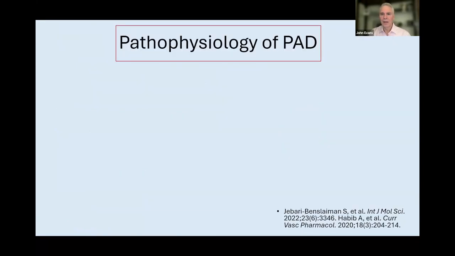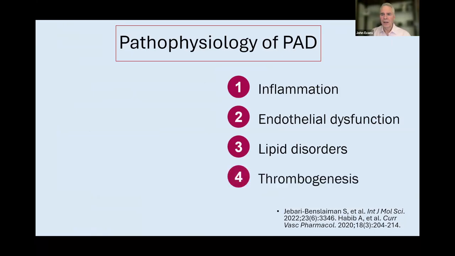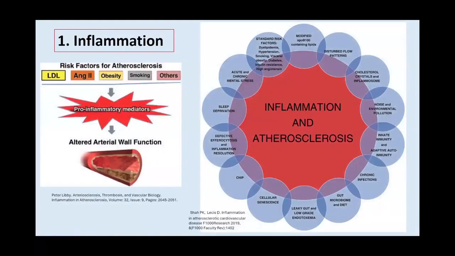I'd like to talk a little bit about how PAD develops. There are basically 4 stages that can occur: inflammation, endothelial dysfunction, problems with lipids, and then one that we don't talk about much, thrombogenesis. First is inflammation.